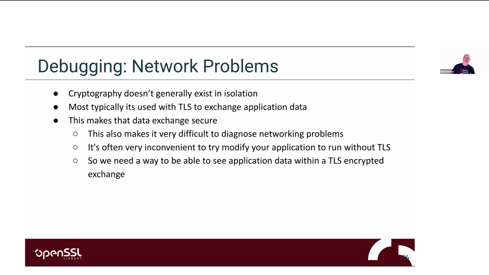This creates sort of a strange problem, though, because it makes data exchange very secure, but it also makes it very difficult to diagnose networking problems. That is to say, if you have a client and a server that are exchanging data and something about that data is not quite right, you may want to look at it as it's in transit over the network, but you can't do that because TLS encrypts it, so it looks like gobbledygook. That's inconvenient. So we need a way to be able to see application data within a TLS encrypted exchange.